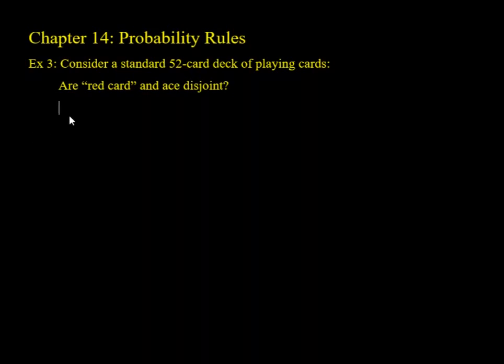Are red card and ace disjoint? Red card and ace are not disjoint because they share outcomes. You can get a card that is both red and an ace.